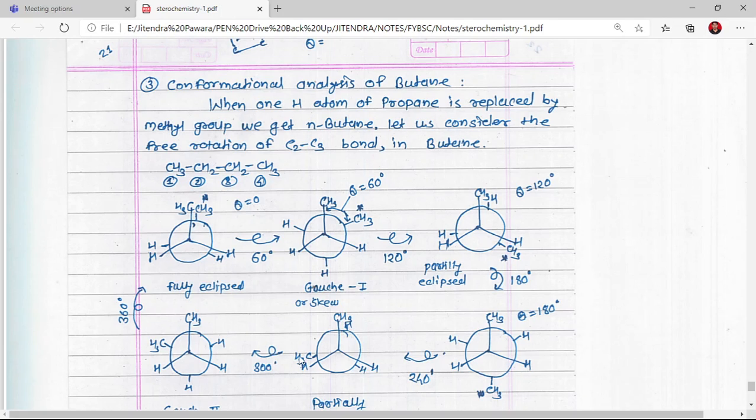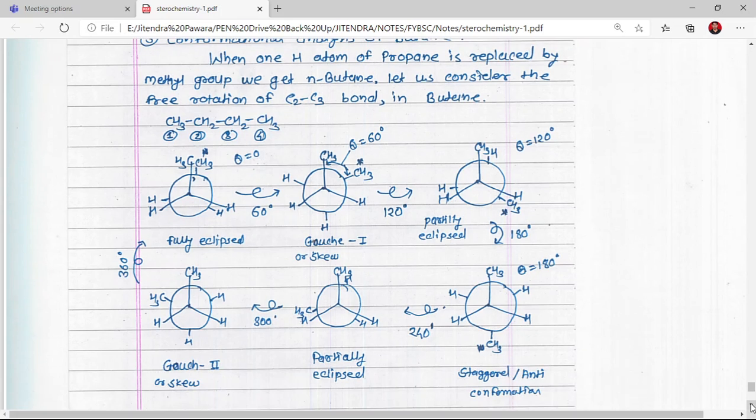Then again when you rotate, you will get this gauche second, or skew. Again, when you rotate to 360, you will get this fully eclipsed conformation.